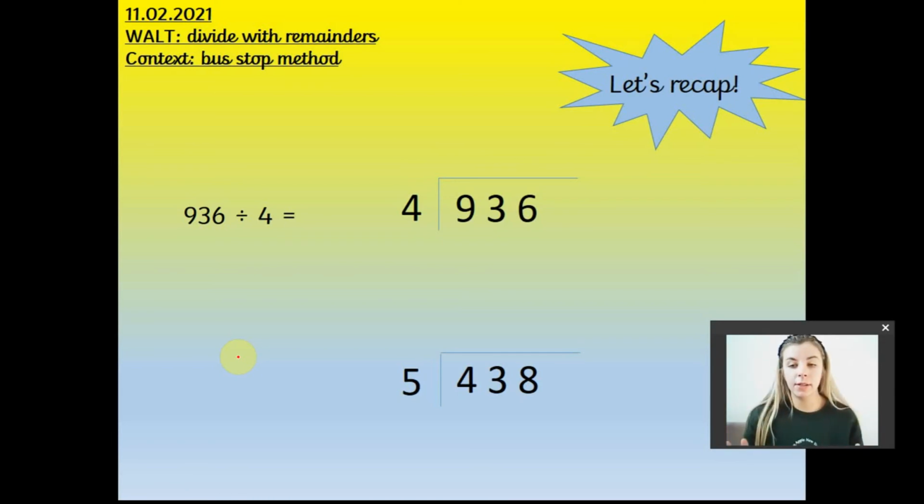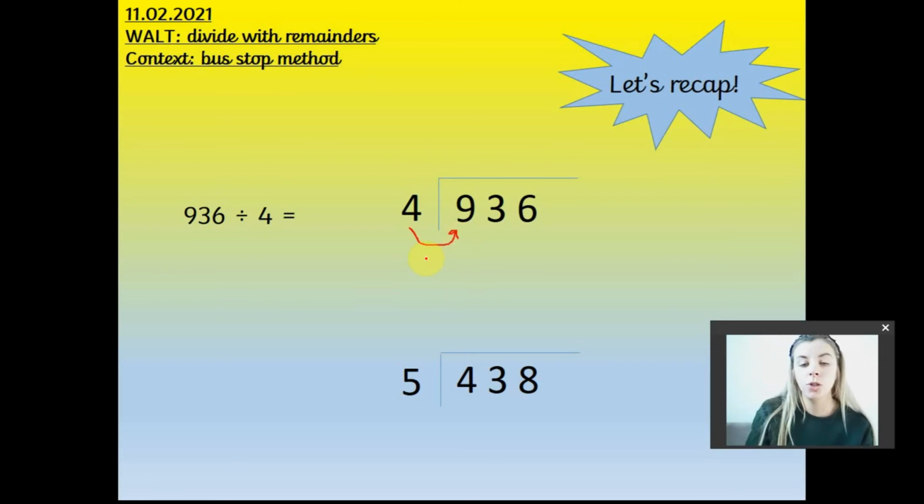Now, same process as always. Let's have a go. So we're figuring out how many 4's can go into 936. So let's start with our first number. So we see how many 4's go into 9. Now, if you want to, you could do your 4 times table. I know that 9 isn't a multiple of 4.